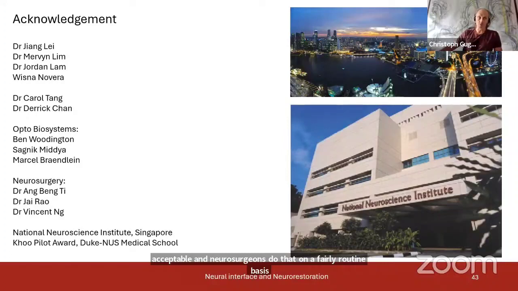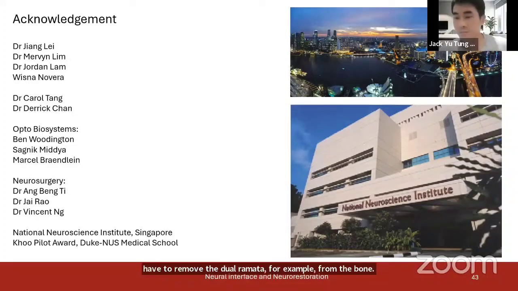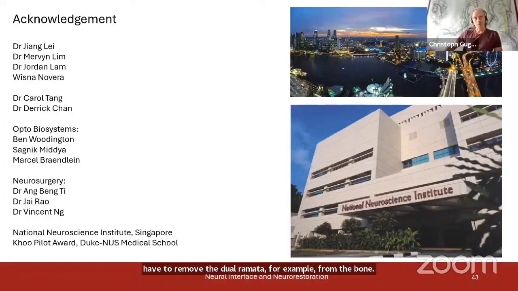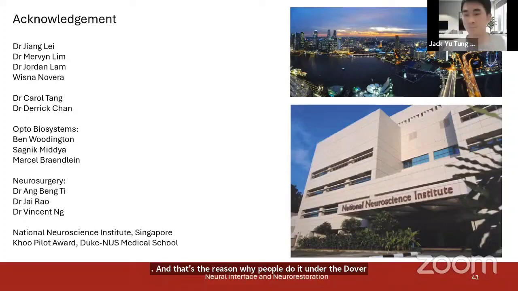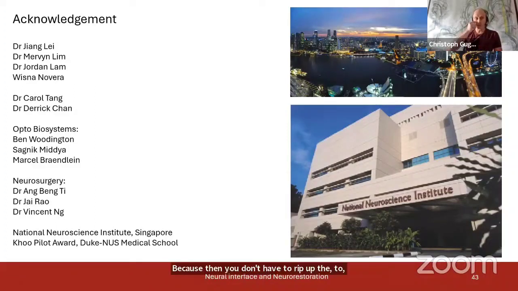Or you can also see it differently. Anesthesia is pretty risky. But a big problem for standard ECOG grids is that you have to remove the dura mater, for example, from the bone, if you want to shift it between the dura mater and the scalp. And that's the reason why people do it under the dura mater, because then you don't have to rip up the dura mater. And for the micro-ECOG grids, of course, the opening that you have to make is much smaller.